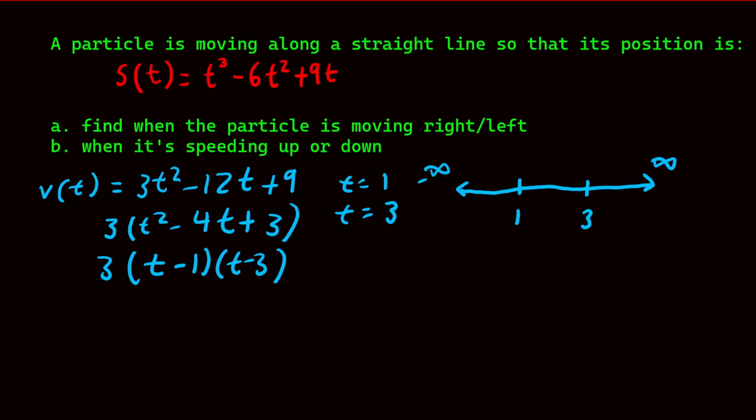Now, the thing to remember: if the velocity is positive, then the object is moving right, and if the velocity is negative, then the object is moving left. This is our little sign chart. You don't have to do it, but I find that it's really helpful, especially when you go back and check your work.